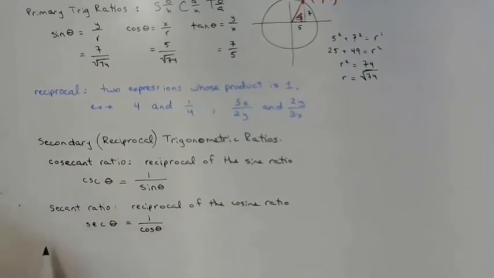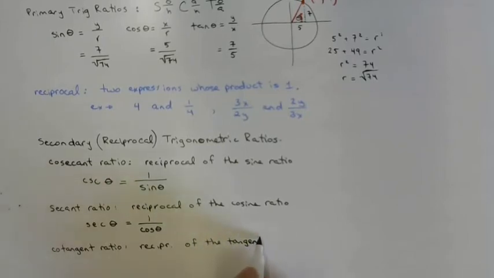The last one that we have is the cotangent ratio. That's the reciprocal of the tangent ratio. So every primary trigonometric ratio has a reciprocal. It's denoted cot of theta, COT theta, and the cotangent of theta is 1/the tan of theta.